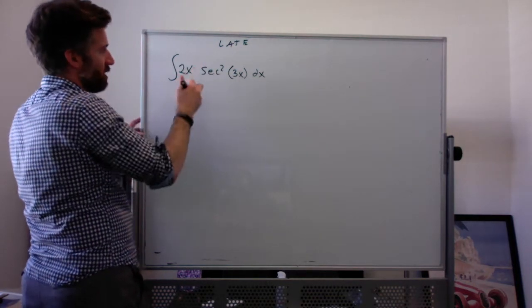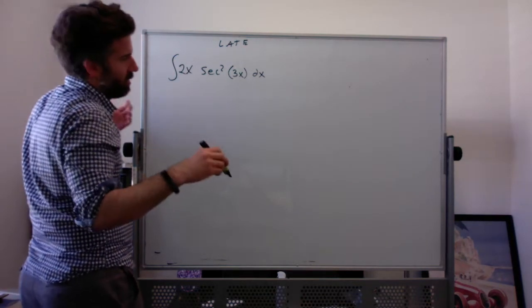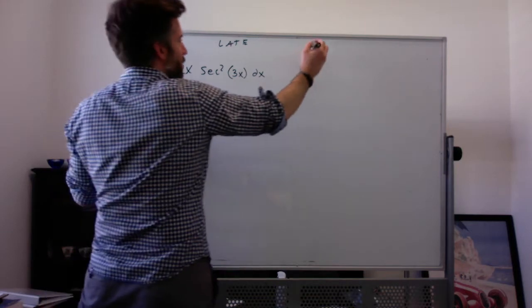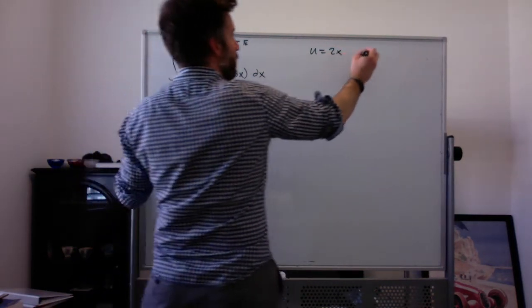U is going to be the algebra thing. You could put this 2 out in front. It doesn't really matter. I don't really care. I might. Yeah, let's just go. Let's roll with it. Let's let u equal 2x, and then dv.